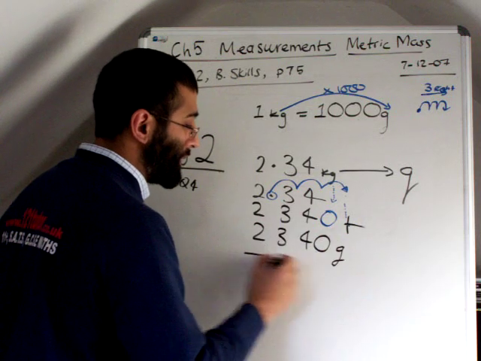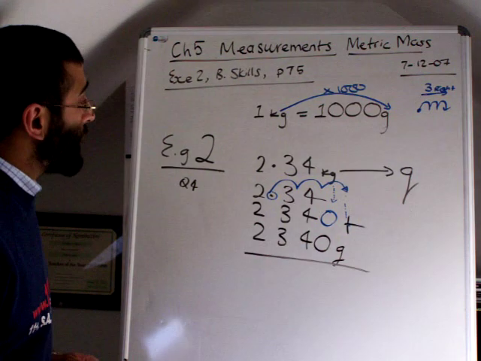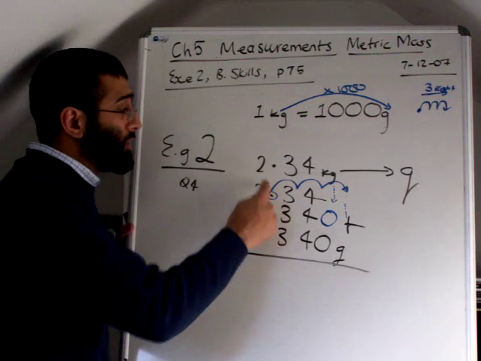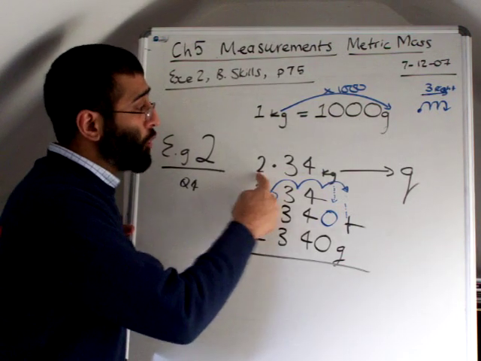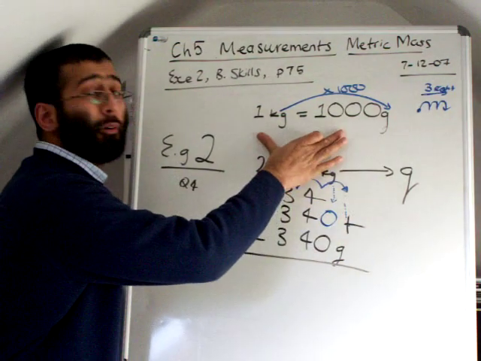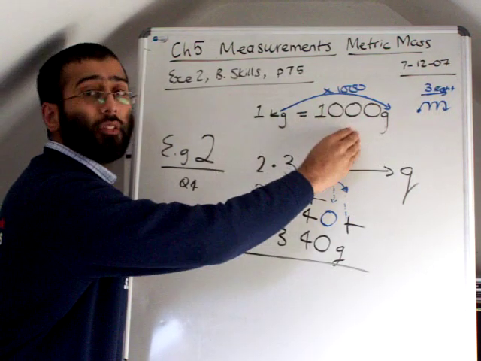2340 grams. Okay. So if I go through this example one more time, we start off with 2.34 kilograms. We had to change into grams. We looked at our identity. 1 kilogram is 1000 grams.